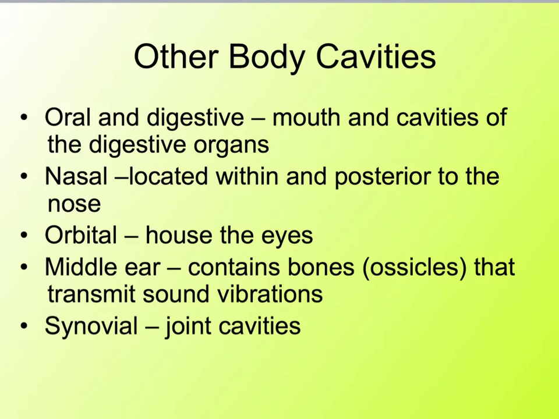You also have other body cavities, such as the oral and digestive cavity. So this is the mouth and the cavities of the digestive organs. The nasal cavity is located within the nose. The orbital cavity houses the eyes. The middle ear cavity contains the bones called ossicles that help transmit sound and vibrations in your ear. And then you have synovial joint cavities, which is located in your skeletal system where your bones meet.